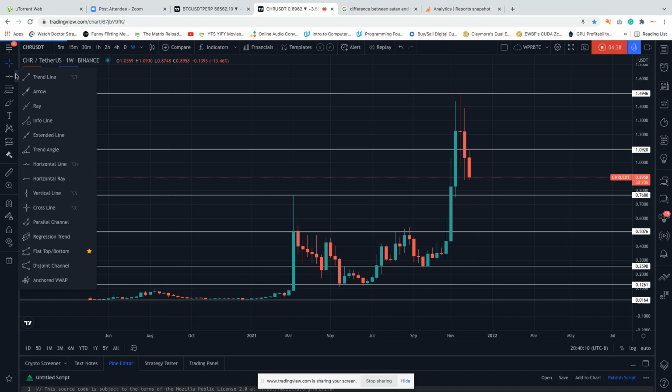So let's go back into our chart. Now I have picked the most important levels. Now the one thing about these levels, about support and resistance, let me share a secret with you, is that support and resistance always break.